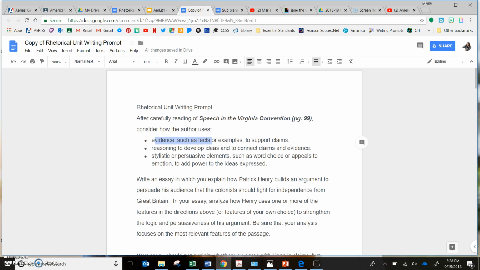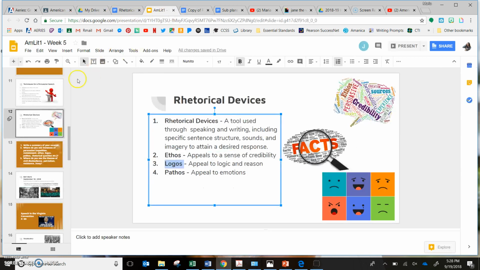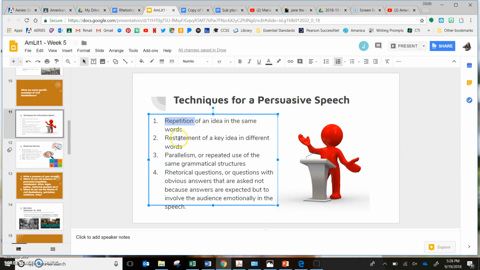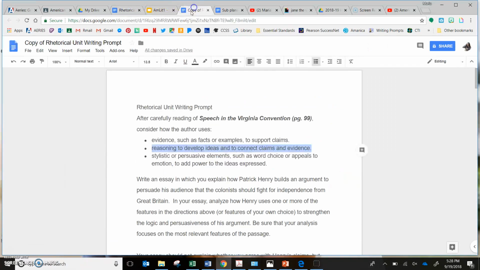And then let me go back. For reasoning, okay, how do they provide evidence? How do they connect their facts to what they are saying, their reasoning? What is the reason behind their facts, okay? If they're trying to say that the King of Britain is being abusive, okay, what are their facts to back that up? And then finally, what kind of style do they use? So going back to our notes, okay, it's these things, the techniques for persuasive speech: repetition, restatement, parallelism, and then rhetorical questions. Okay, so like I said, you guys have all these quotes written out and you guys have found them already. You just have to put them in an essay, and then this is what I'm looking for right here.